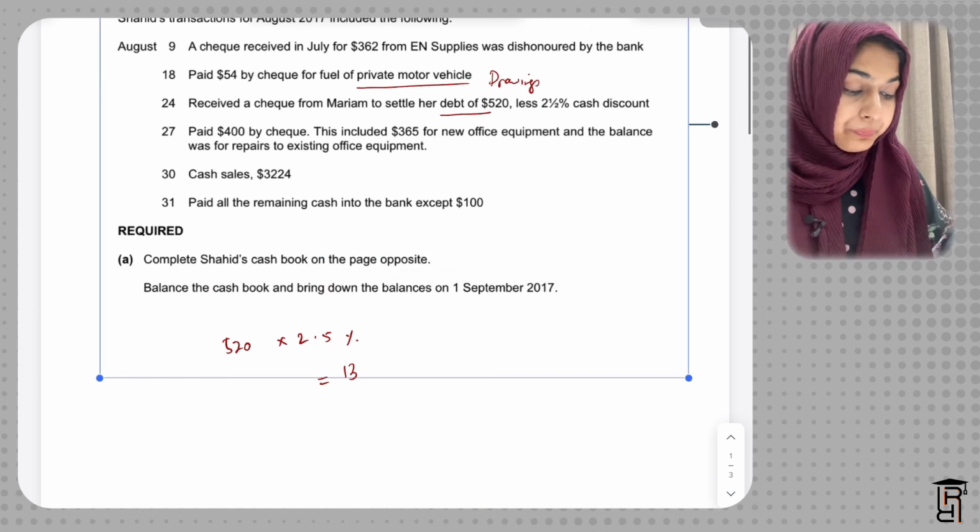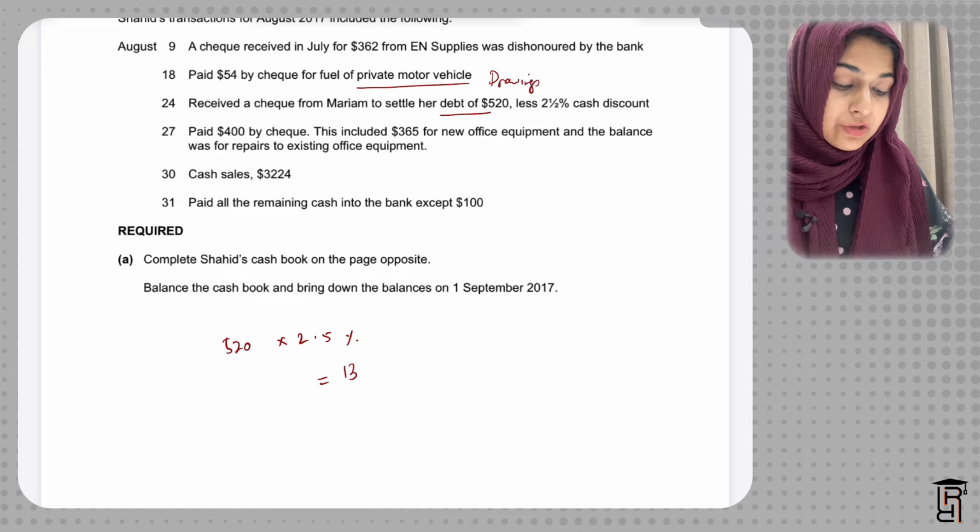Then they are saying paid $400 by check. This included $365 for new office equipment, and the balance was for repairs to existing office equipment.